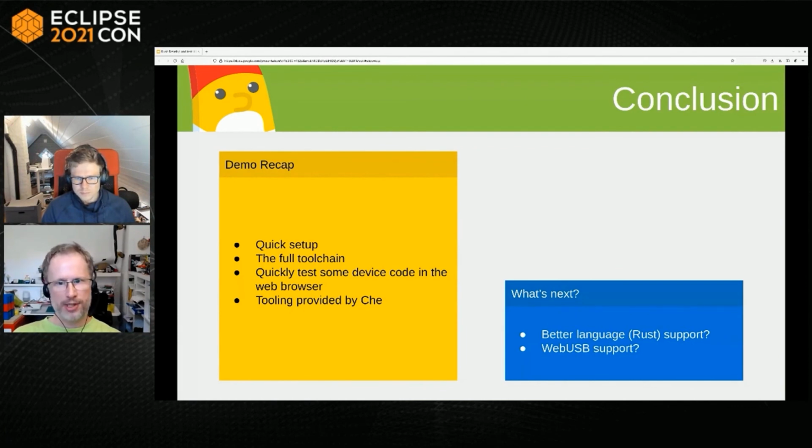Still, we had the full tool chain for the device. We can quickly test the device logic code in our web browser. So if, for example, someone would not have access to a device, still you could test that out. And we can all leverage the tooling provided by Che for doing that.